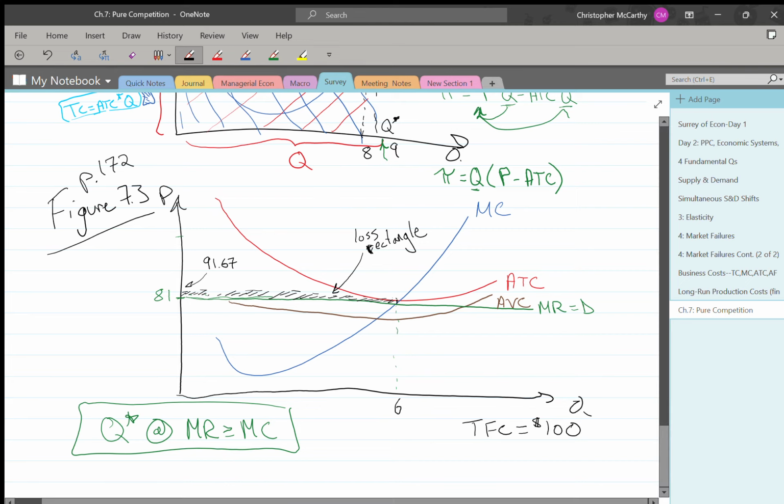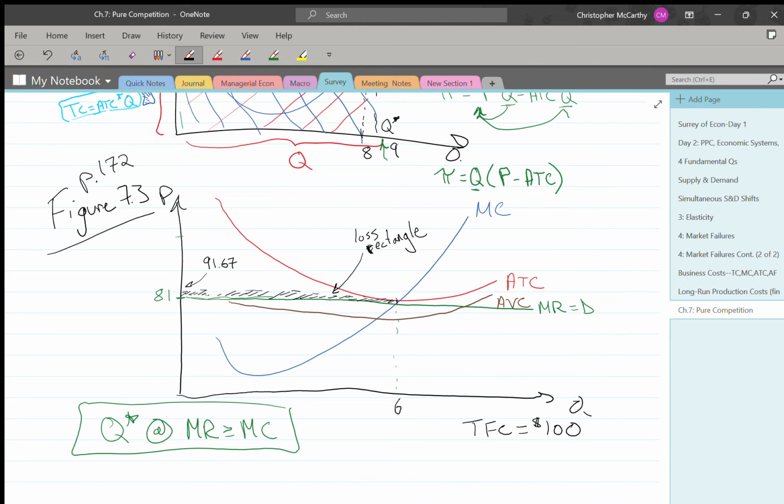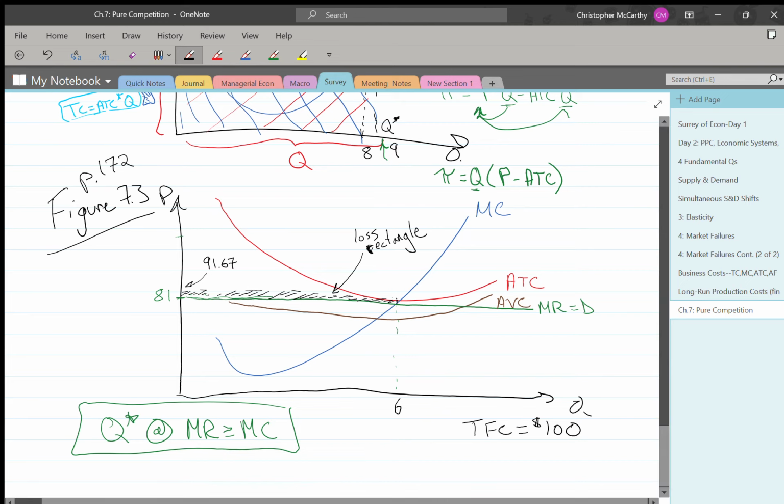Now, if I were to go ahead and produce at that point where the marginal revenue equals the marginal cost at 6, I'm going to get a loss of $64. Wait, hold on. Yep, a loss of $64. So this loss rectangle is equal to $64. And the way that we calculated that, same way that we calculated the profit rectangle, it's going to be quantity times price minus average total cost.